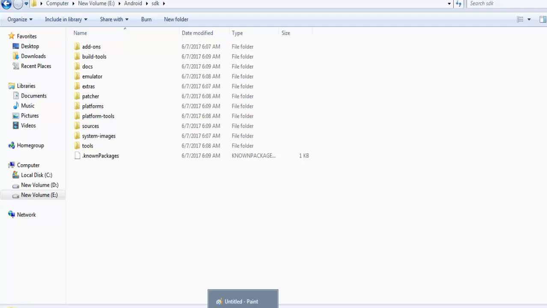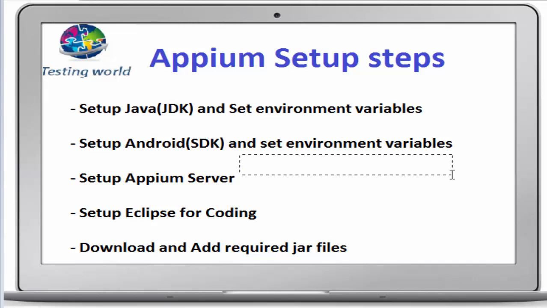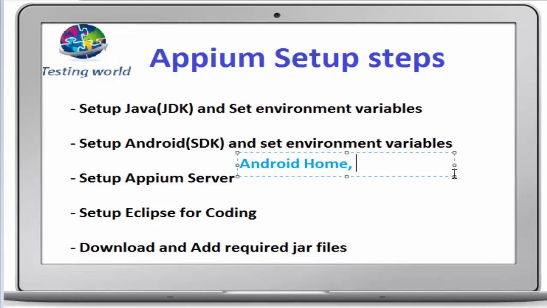So if you check our steps, we have set up Android SDK. Now we need to set up environment variables. Here we need to set up 3 environment variables. 1, Android home. 2, tools, and 3, platform tools.